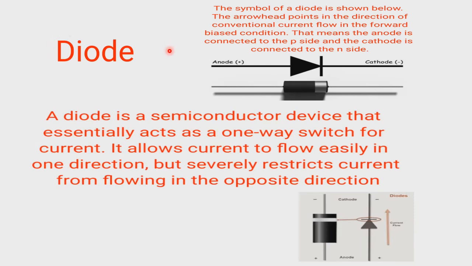Now let's come to the diode. This is the symbol of a diode. The arrowhead points in the direction of conventional current flow in a forward bias condition. That means the anode is connected to the P side and the cathode is connected to the N side. What is a diode? A diode is a semiconductor device that essentially acts as a one-way switch for current. It allows current to flow easily in one direction but severely restricts the current from flowing in the opposite direction.